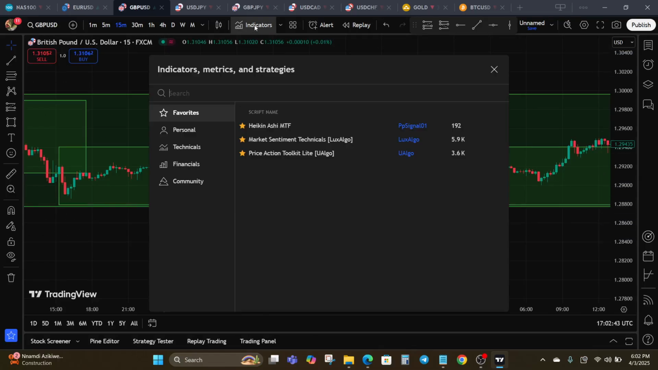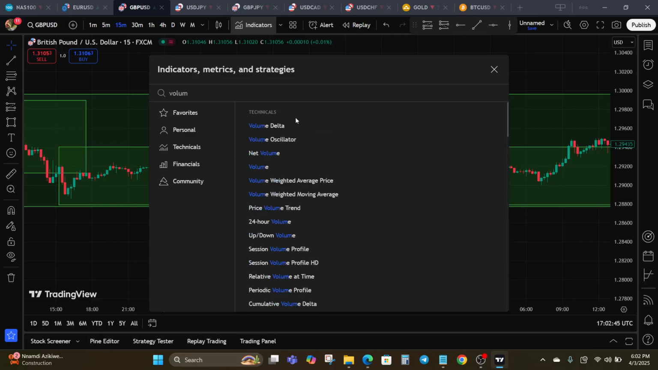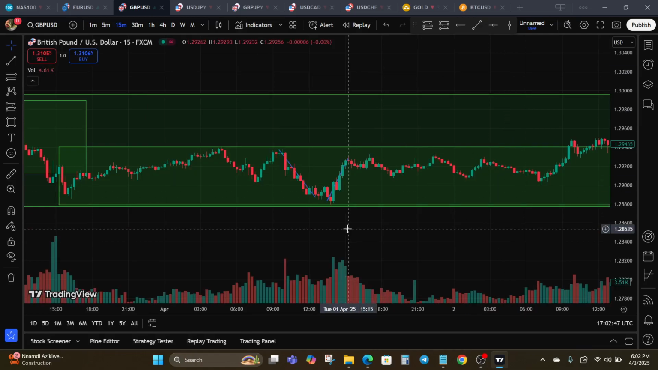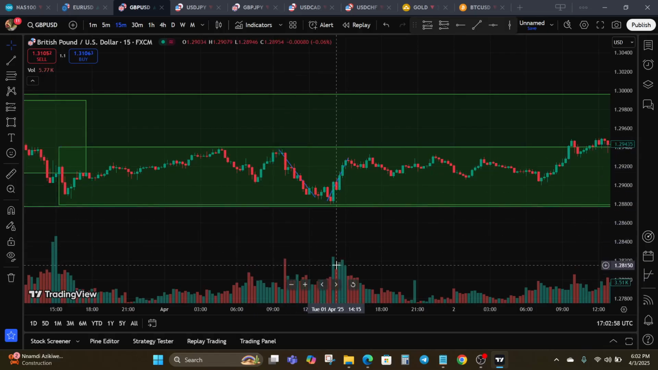You can actually add a volume indicator to the chart, just to ensure that whenever perhaps a reversal is about to happen within that consolidation zone, there is an increase in volume. You can see here there was an increase in sell volume validating this particular sell move. There was an increase in buy volume validating this particular buy move.